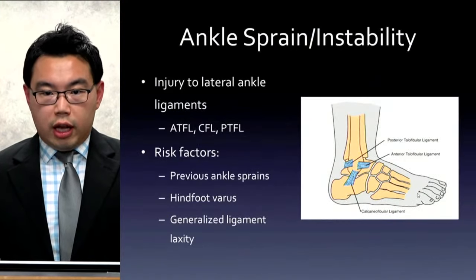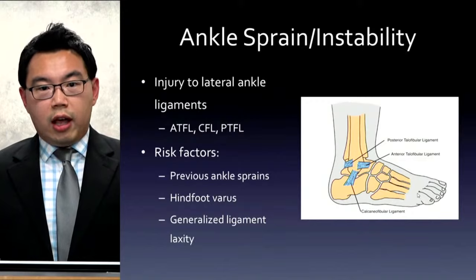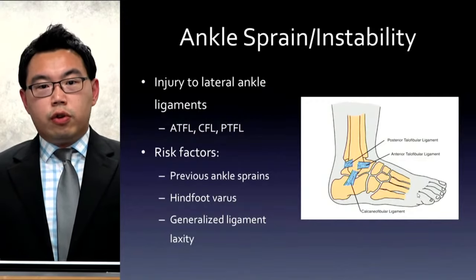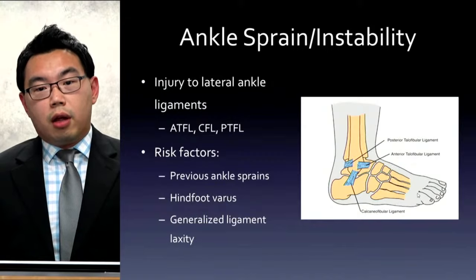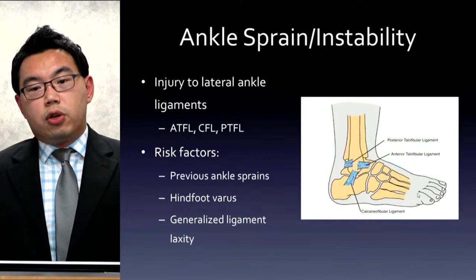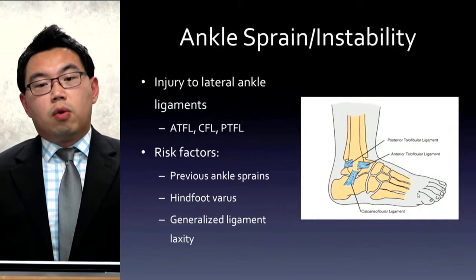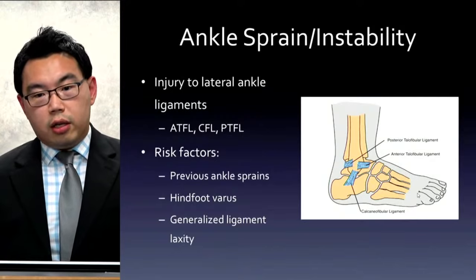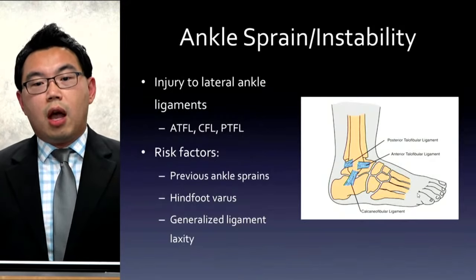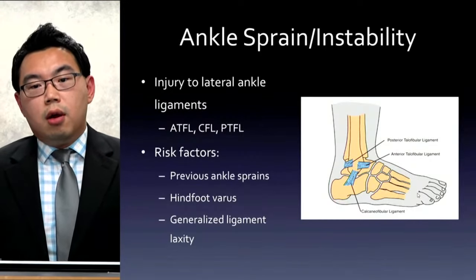So a good history taking is very important. What an ankle sprain means is injury to the lateral ankle ligaments. There are 3 of them, as you can see pictured there on the right. Most of the time when we sprain an ankle, our ankle rolls inward, right? So your toes are pointing to the inside of your body. So you put these ligaments under strain.